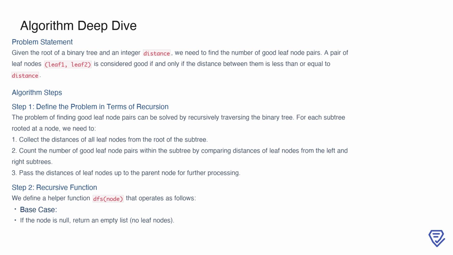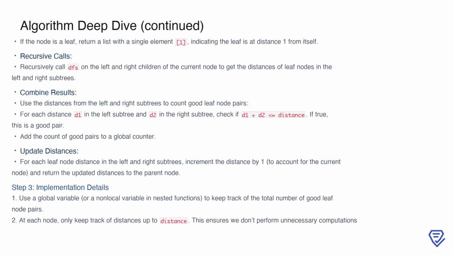The algorithm relies on a helper function we'll define as DFS(node). This function will handle both the base case, where the node is null, and the recursive case, where we process the left and right children of the current node. The base case for our recursive function is straightforward. If the current node is null, we return an empty list since there are no leaf nodes. If the current node is a leaf, we return a list containing a single distance of 1, representing the distance of the leaf node to itself.